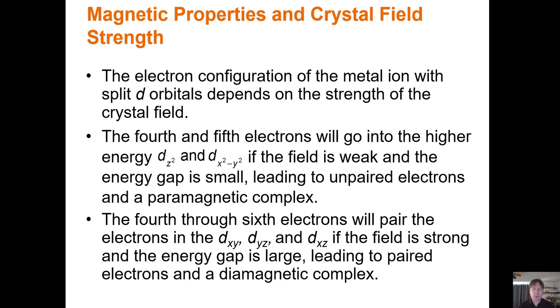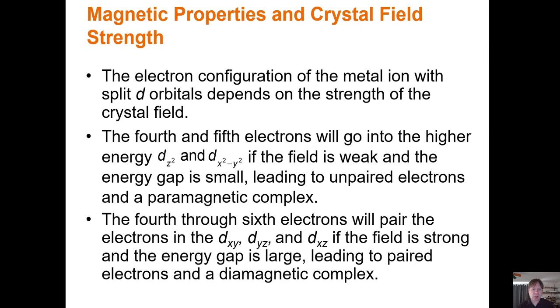If we have a weak field, the 4th and 5th electrons will go into the higher energy dz squared and dx squared minus y squared orbitals. So that is if we have a weak field. So if the gap between them is fairly small. What that does is that gives us a lot of unpaired electrons. Unpaired electrons give us a paramagnetic complex.